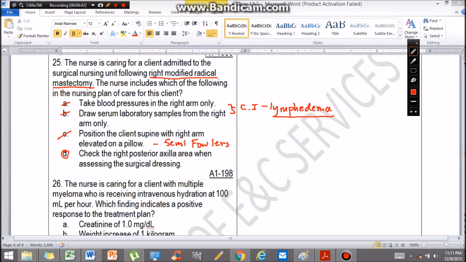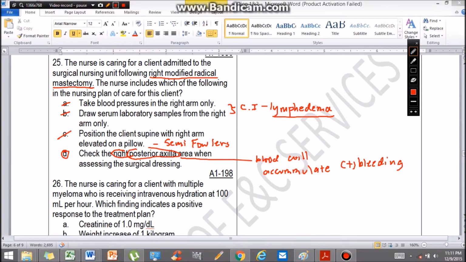Check the right posterior axilla when assessing the surgical dressing. Why? Because the posterior axilla is where the blood will accumulate if there is presence of bleeding. I will repeat, the most probable area where you can find it is the posterior axilla, because by virtue of gravity, the blood will accumulate in this area.